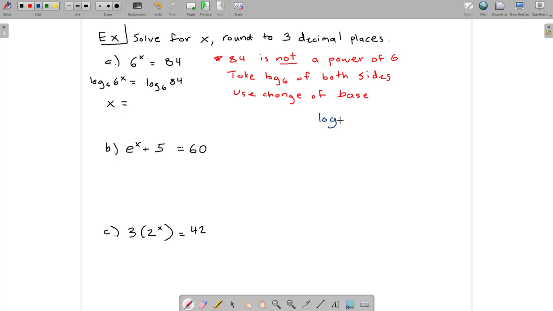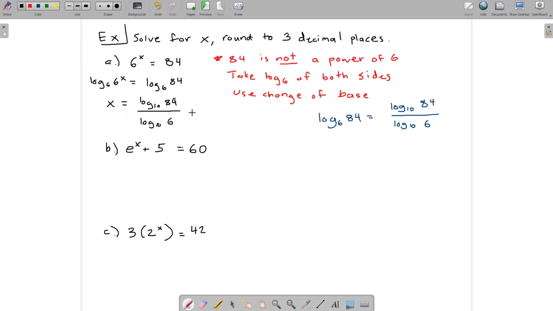So let's go ahead and do that over here. Log base 6 of 84 equals log, we'll go to log base 10 for this one, and we can do natural log on a different example. So log base 10 of this 84 over log base 10 of 6. And that's just applying the change of base formula directly, which we went over in the last video, or you can look it up in your textbook. So we now have that x equals log base 10 of 84 over log base 10 of 6.